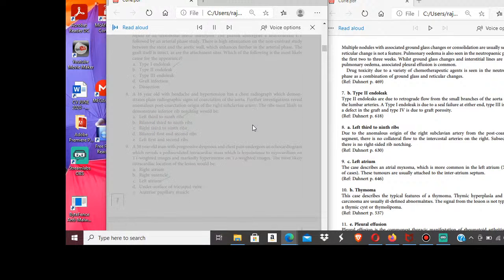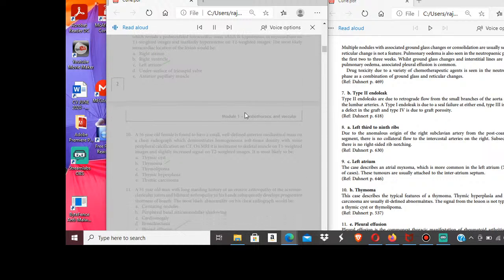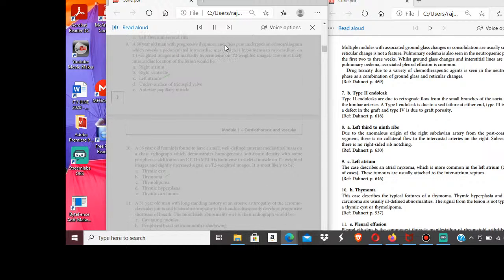C. Right third to ninth. E. Left first and second ribs.